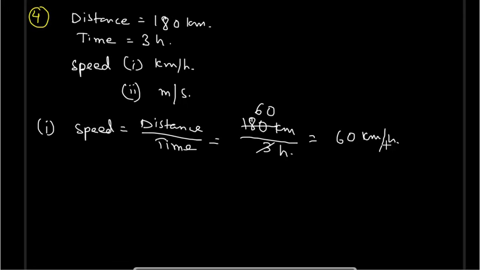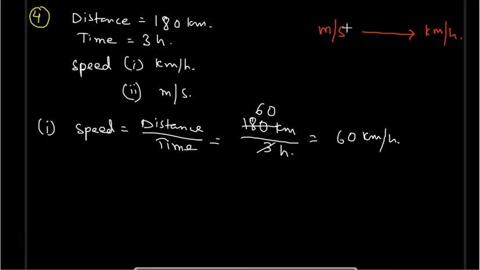Now, if you want to convert this 60 kilometer per hour to meter per second, remember I just told you, if you want to convert meter per second to kilometer per hour, what do you do? You multiply it with 18 upon 5. Same way, if you want to convert kilometer per hour to meter per second, what do you do? You multiply it with 5 upon 18. Why these numbers?